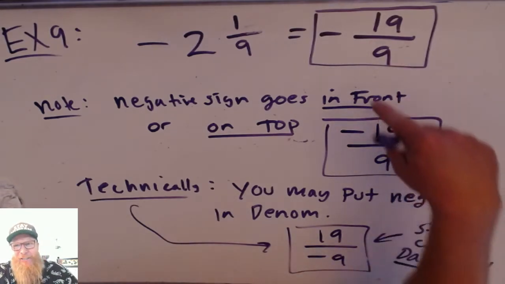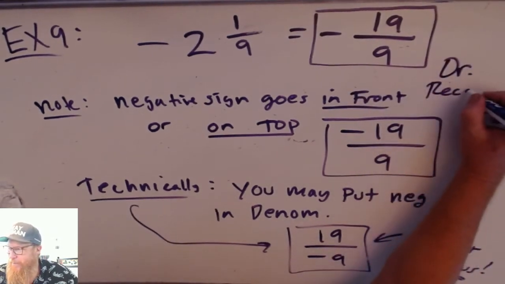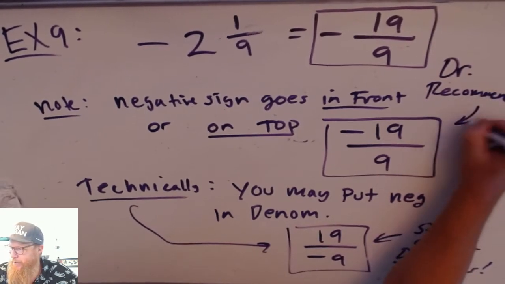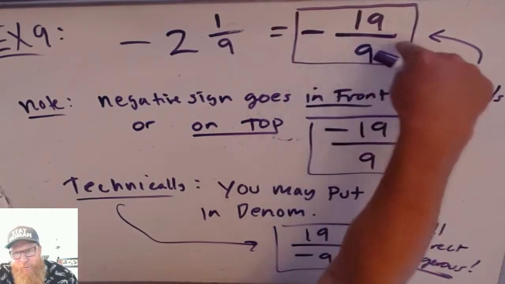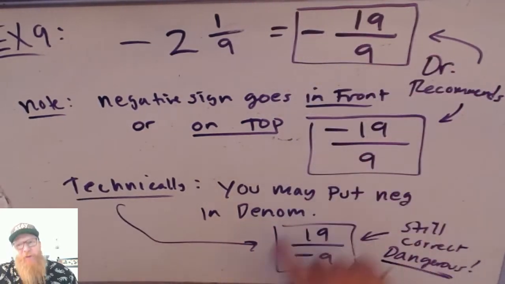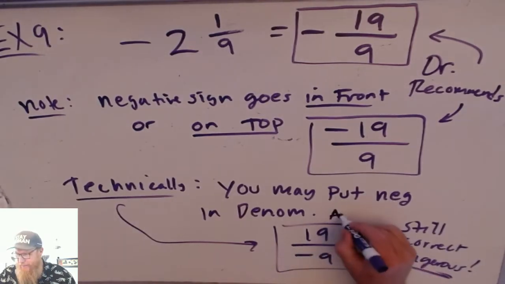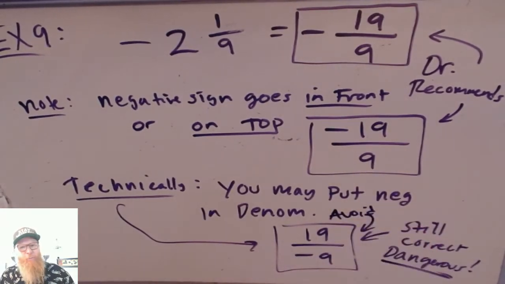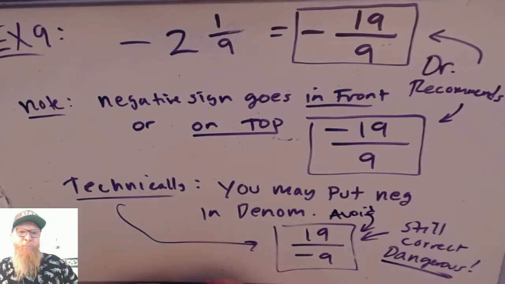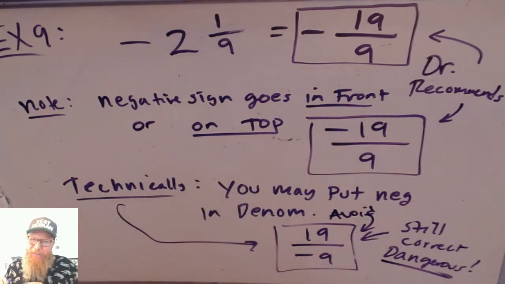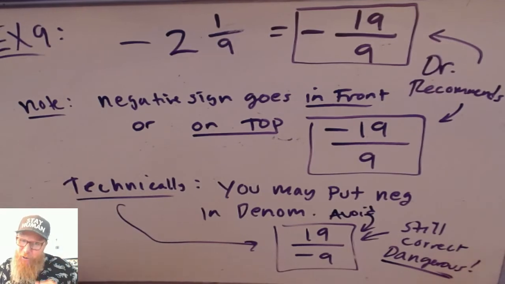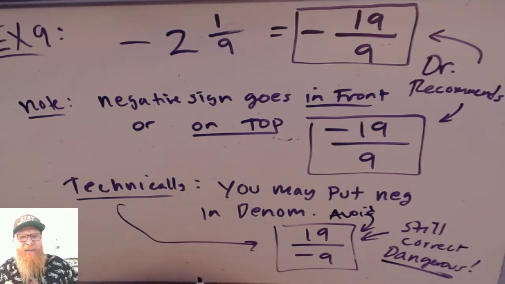So my recommendation is one of these two. That's the doctor's recommendation. Either put the negative out in front, kind of equal with the fraction bar, or put it up on top. And try to avoid this if possible. Unless you really want to push the envelope, and say, oh, I'm going to do it until I know that it's going to get me in trouble and then I'll stop. You could certainly do that. As long as you know when to quit, that's the main idea. Okay, so that's kind of the idea behind all of this.